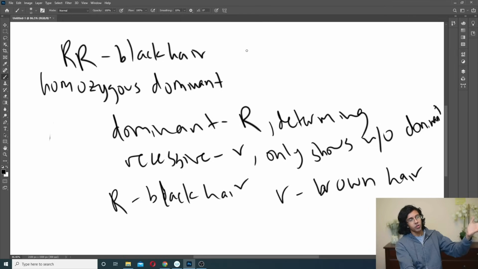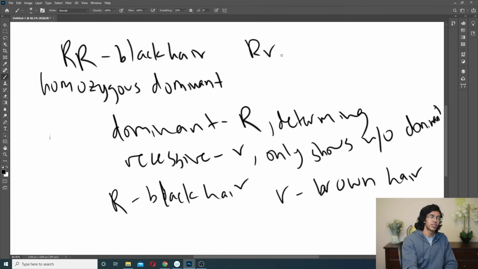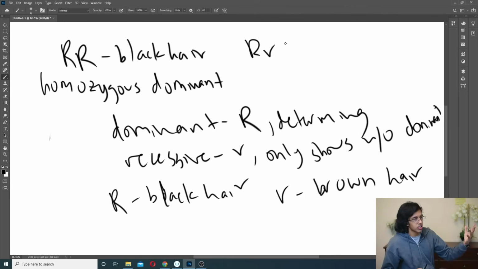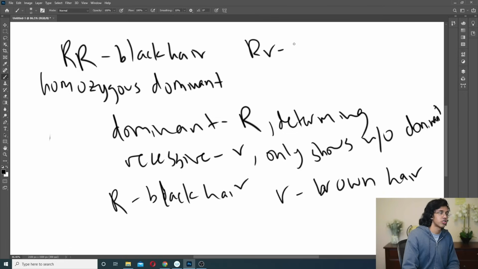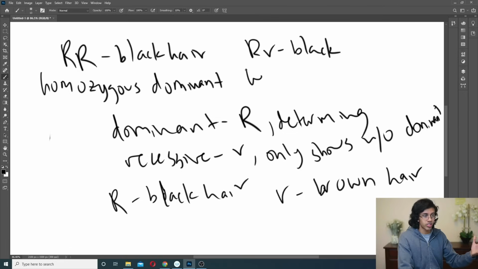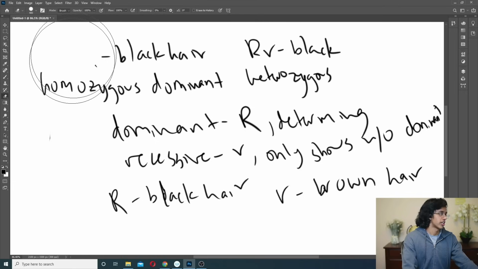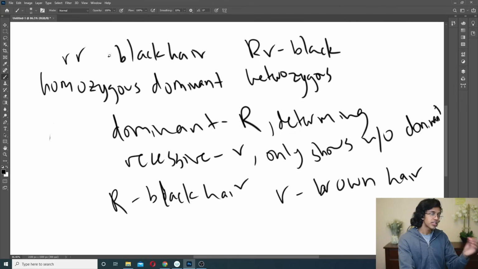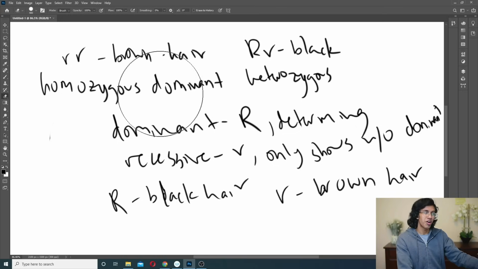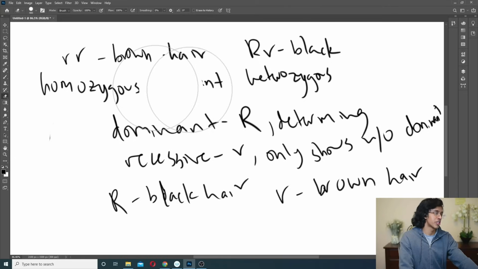Okay, now it's a bit more trippy when you have R and little r. Because then you have a black version and a brown version. So which one's going to show? Obviously the dominant one is going to show by our definition. So this guy has black hair. And this is called heterozygous, because hetero means different. And then finally, let's say we did little r, little r. Now in this case, it only shows without the dominant, but the dominant is not there. So essentially, this guy is going to have brown hair. And what do you think it's called? If it's homozygous dominant, what is this one going to be called? That's right, it's homozygous recessive.